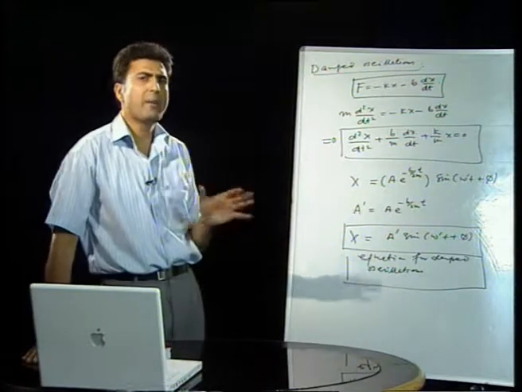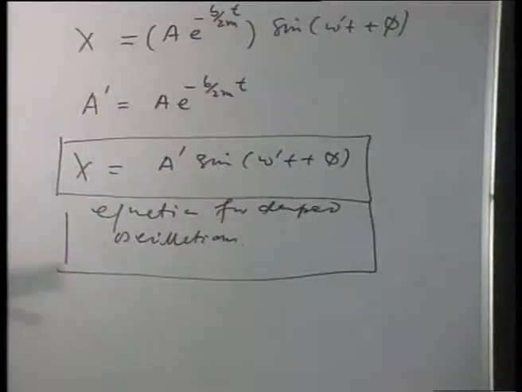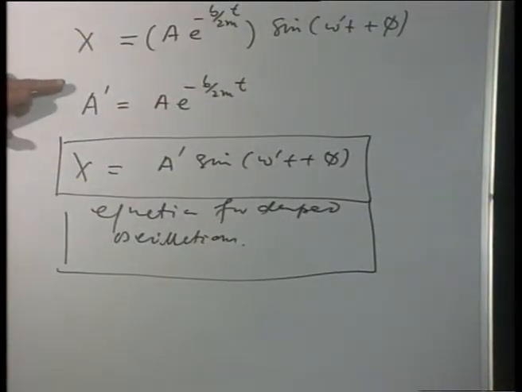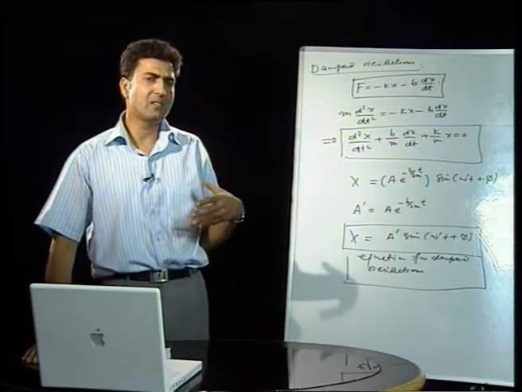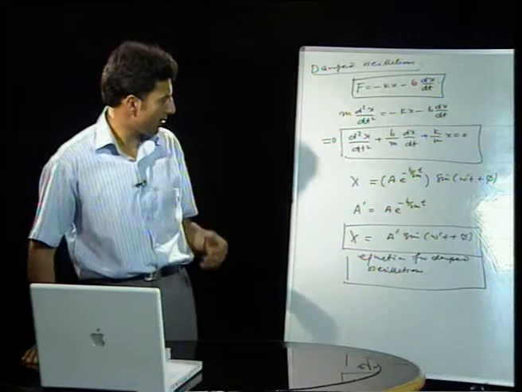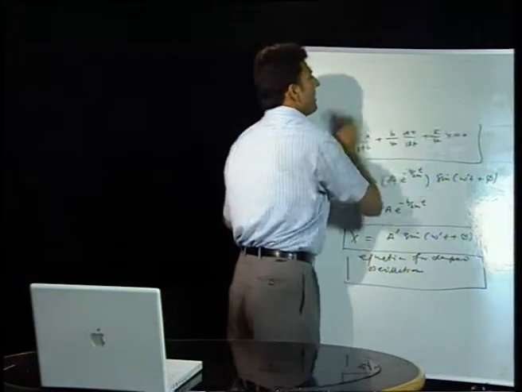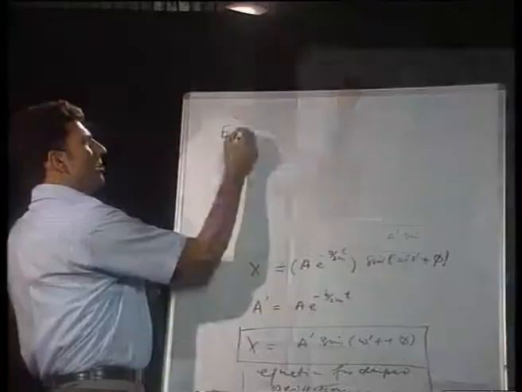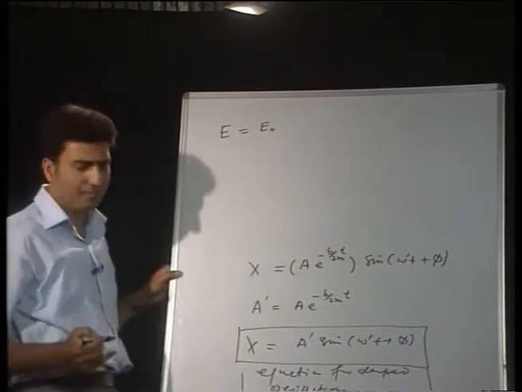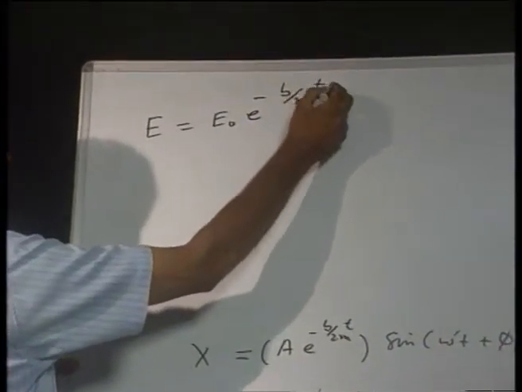As you may have understood, the amplitude decreases with time, and so does the energy. But the energy is proportional to the square of the amplitude, so the rate of decrease of energy is much faster as compared to the amplitude. If I write down the energy equation, it is obviously energy E equal to E0 e raised to power minus bt/m.